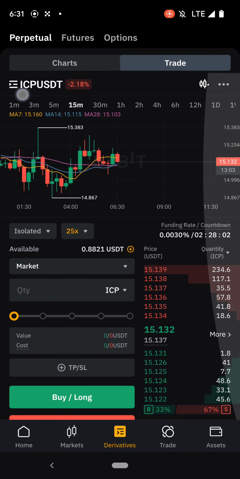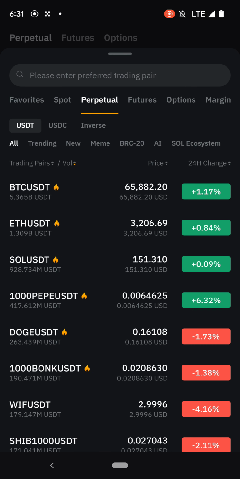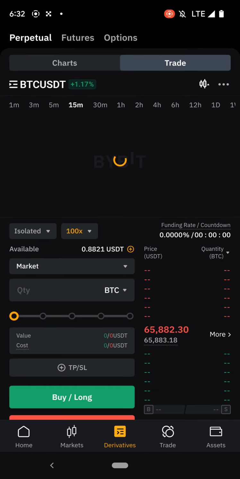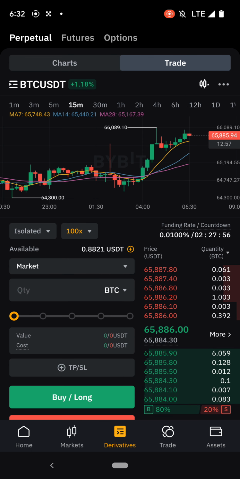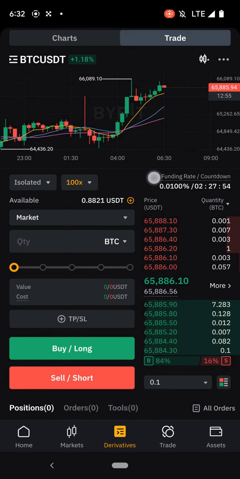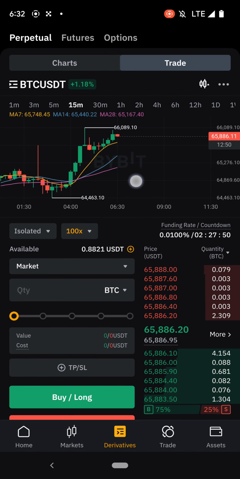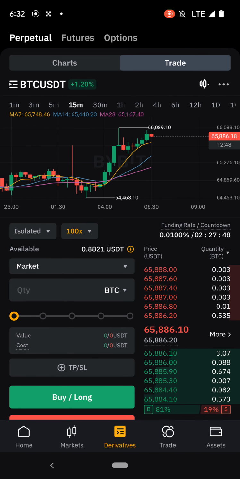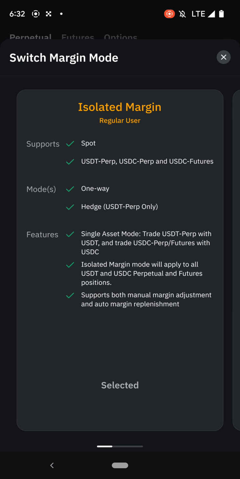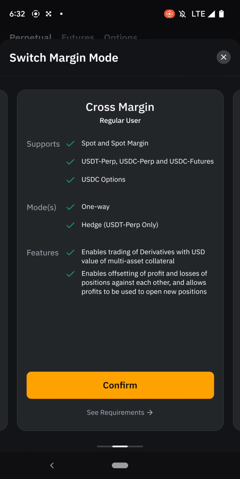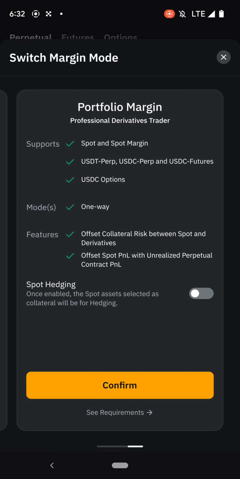This particular pair up here, you can see how you can decide to change it. When you change it to BTC, you see a different pair at this particular level, and you also see the chart of that pair. After that, you have what they call isolated or cross. When you click on this small arrow beside isolated here, you are going to see cross margin, isolated, portfolio margin.